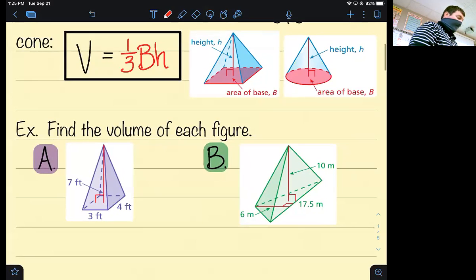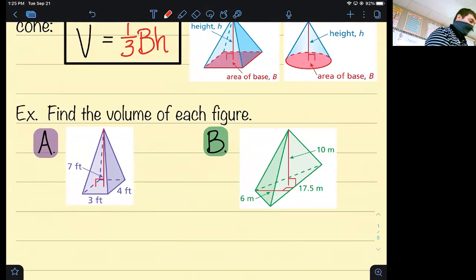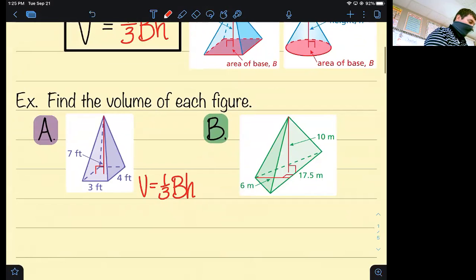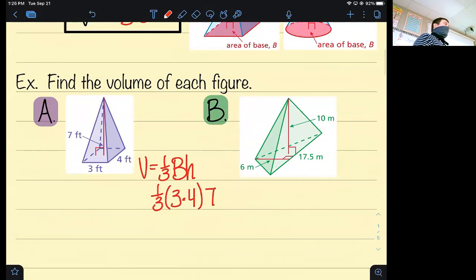So for example A, here's my volume formula, 1/3 capital BH, which means I have to be able to know the difference between a prism and a pyramid. Otherwise, I'm going to use the wrong formula. The area of my base is 3 times 4. The height of the pyramid is 7. If I just did 3 times 4 times 7, length times width times height, that would give me the entire prism, which I do not have. So I divide my answer by 3 when I'm done.